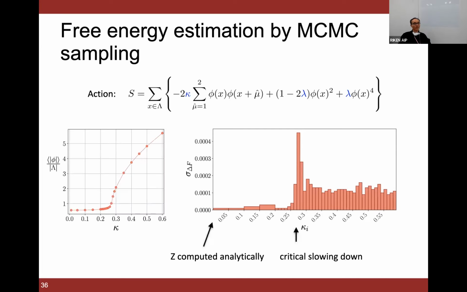As I told before, critical slowing down happens when kappa goes through the phase transition points, and here we get a huge variance. On the right-hand side, we draw the variance of the free energy estimator, and this graph shows that the variance is quite large around the critical point.